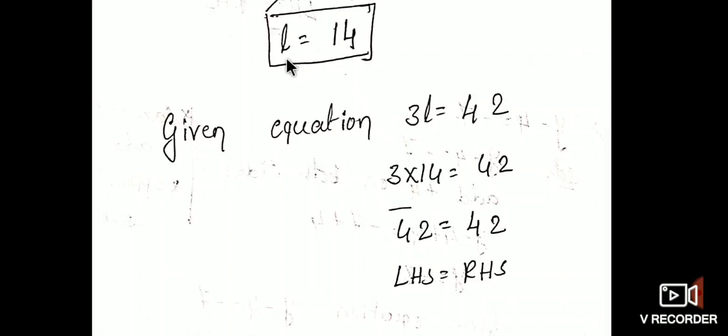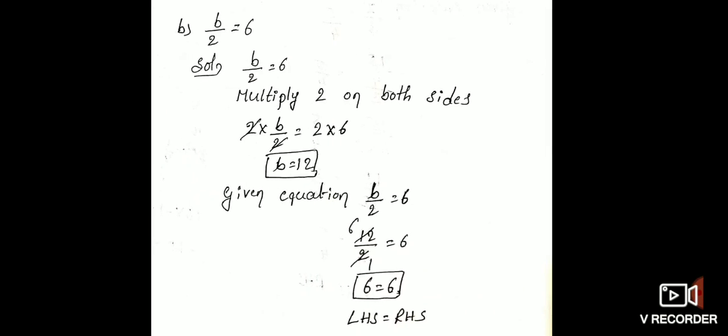Same thing, in the previous one we added or subtracted. So here multiplication is given, so we should divide. Where division is given, we should multiply. Okay, next one you will understand.